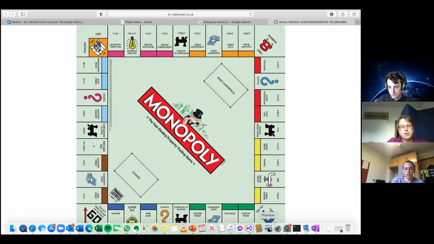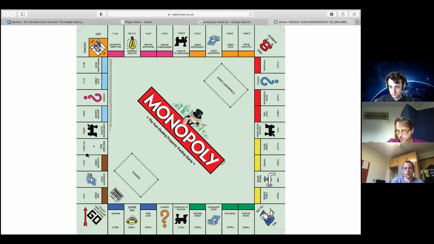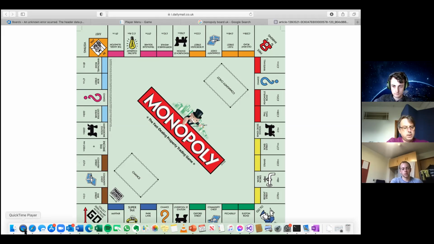It's mainly properties, and then there's the four corners, and then the action spaces, community chest and chance. Okay. Yep, let's get these down then on a piece of paper.